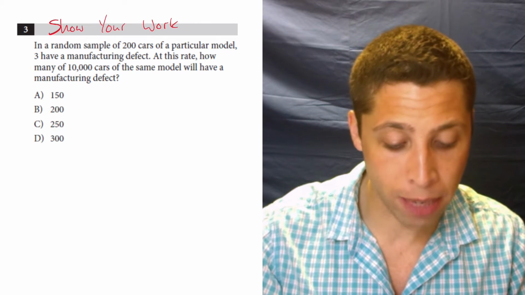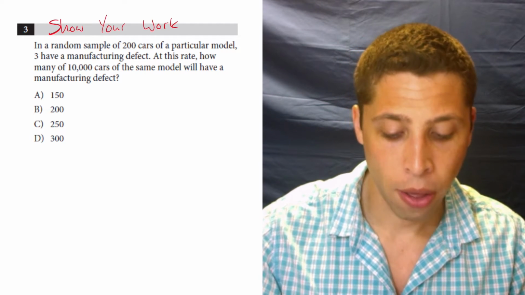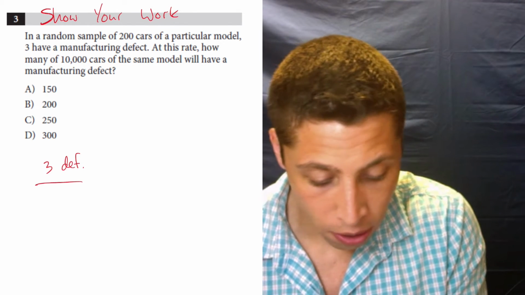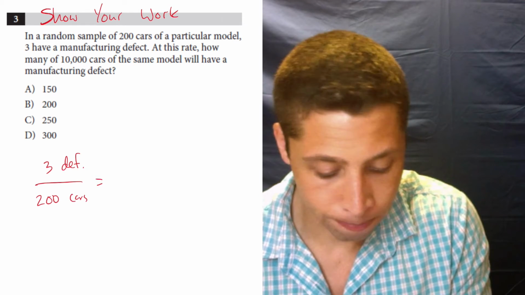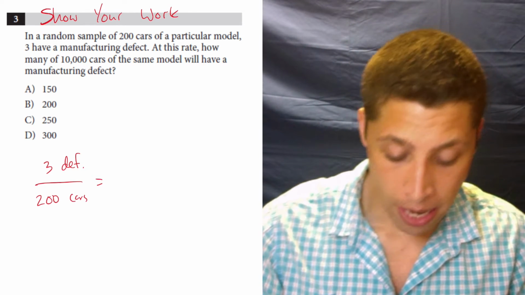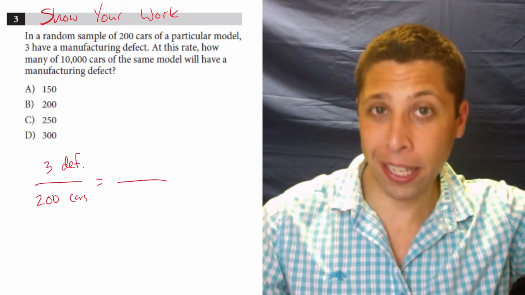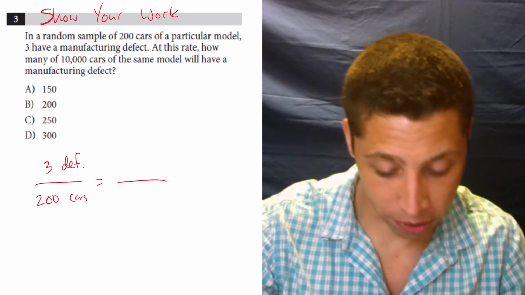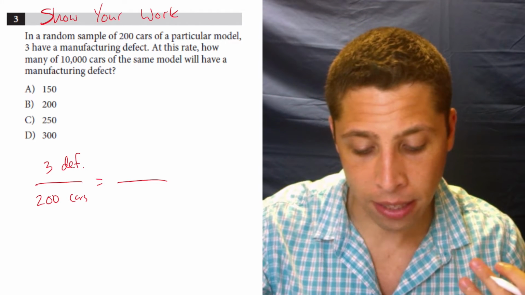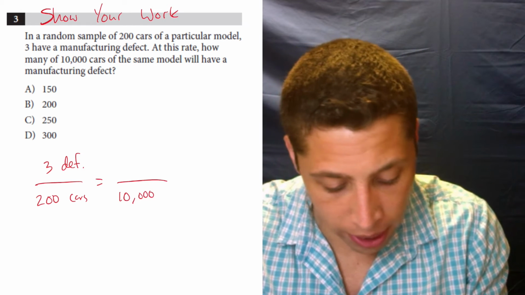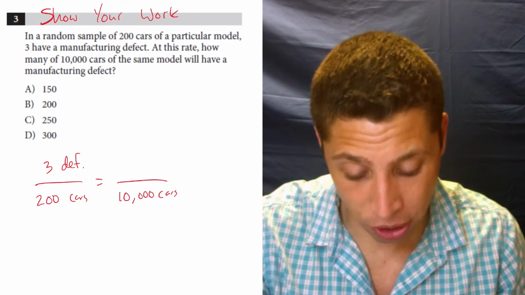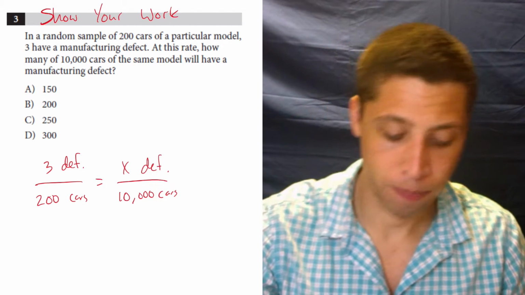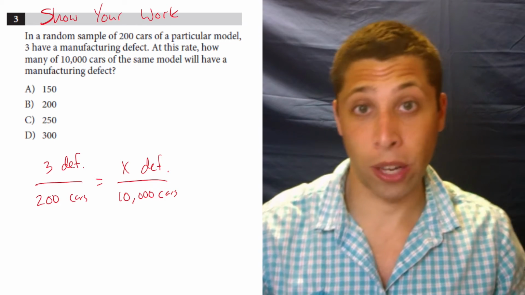So let's look at this. In a random sample of 200 cars of a particular model, 3 have a manufacturing defect. So I might say that that's 3 defects for every 200 cars. There's a rate. Now we're going to extrapolate, right? We're going to get a different value because we're going to say, well, what happens if we have more cars? So at this rate, how many of 10,000 cars, so we put that in the same spot, the bottom of the fraction, will have a manufacturing defect? So that's x defects.